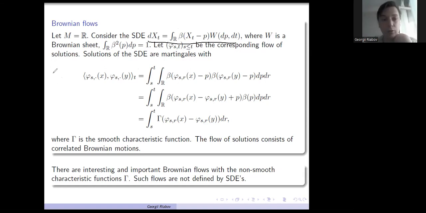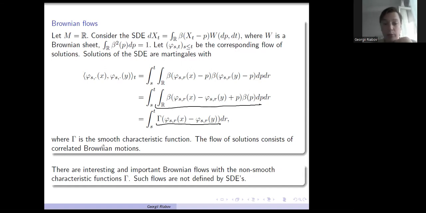So recall that for the Brownian motion, the quadratic covariation of two stochastic integrals is equal to the integral of the product dr. So here it is the same, but we integrate over two variables, dp and dr. And after the change of variables, we get such a convolution, which can be denoted by gamma evaluated at the difference of phi x and phi y.